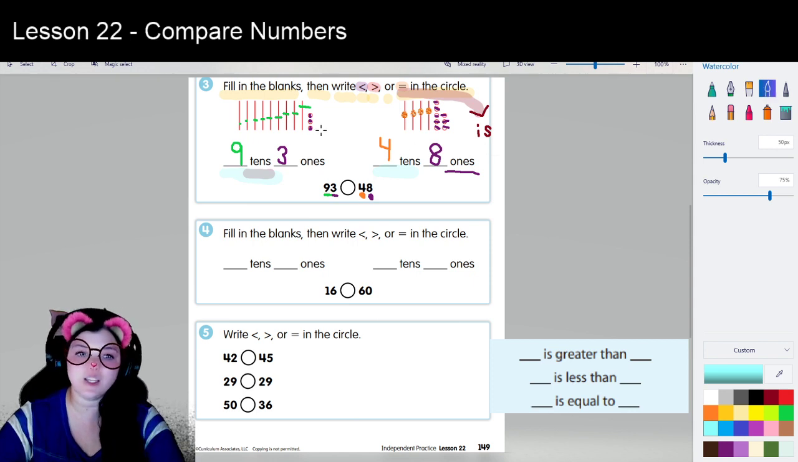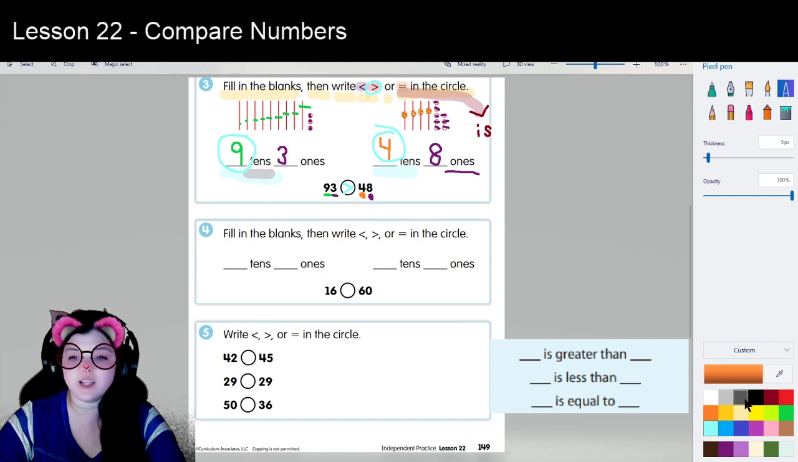If you said 9, you are right. 9 is the greater number. 9 has a bigger number than 4, which tells me 93 is greater than 48. And greater than is the alligator pointing at the bigger number. So when the alligator eats the bigger number and it doesn't look like an L, it's greater than. So 93 is greater than 48.